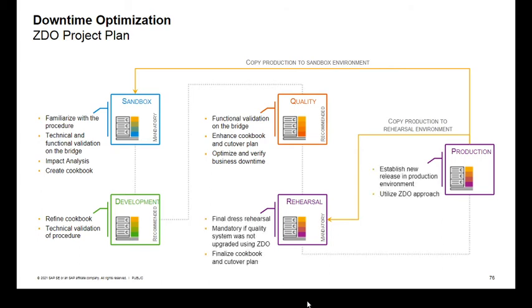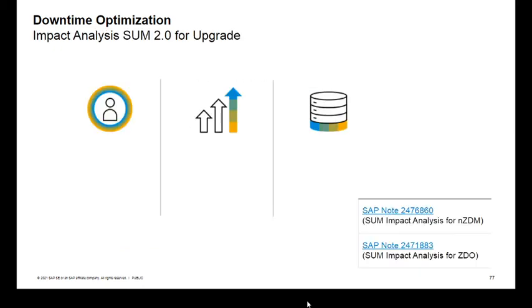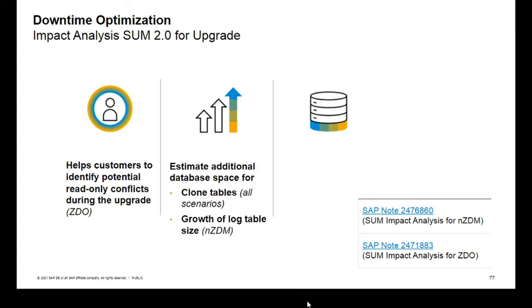We also have the possibility to do an impact analysis. There are those two notes, one for near zero downtime maintenance and one for the zero downtime optimization. You might want to have a look at that as well. It takes a look at your database tables, the sizes of each of the database tables, and what sort of possible impact we can have there and how we could shorten it.